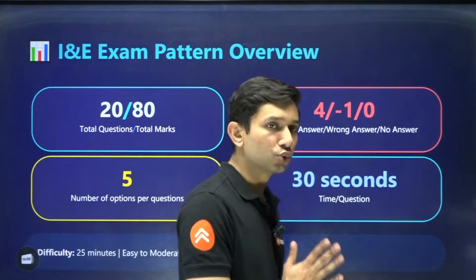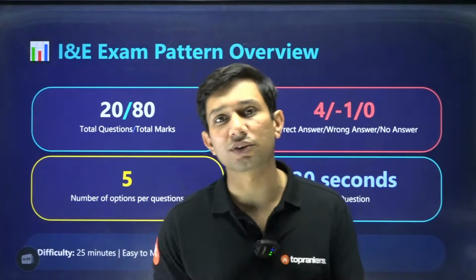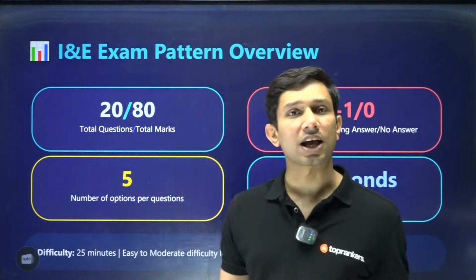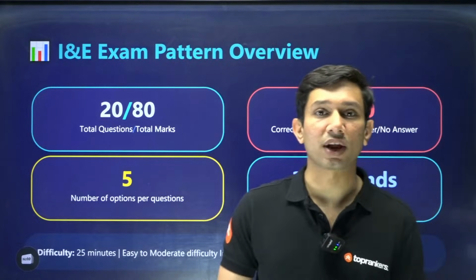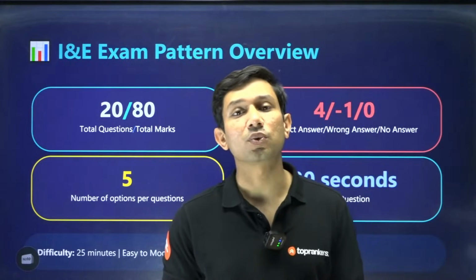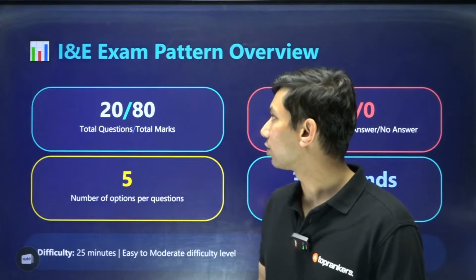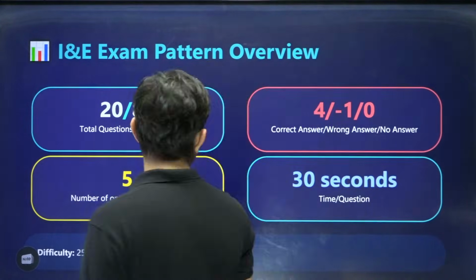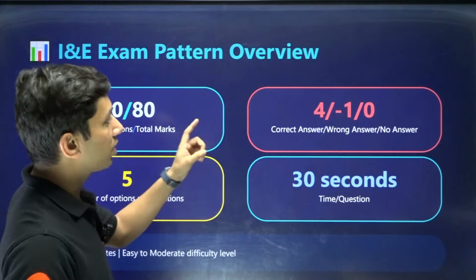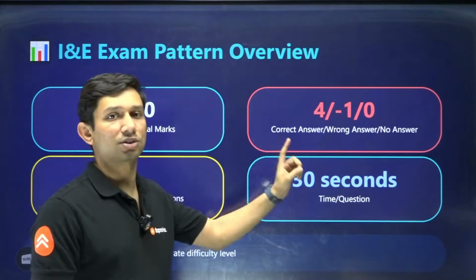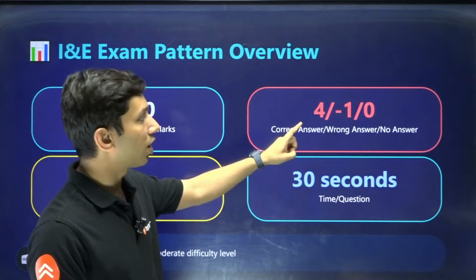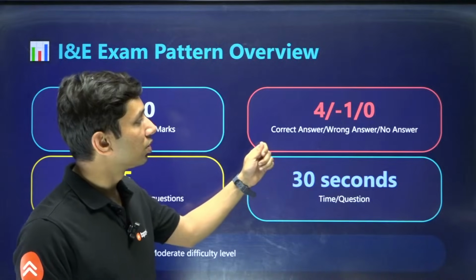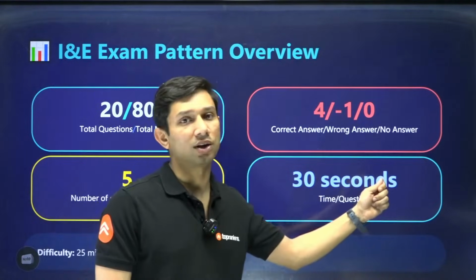So let's go through some of the very basics of the innovation and entrepreneurship piece. The entire exam, that is CMAT, consists of 80 questions. Of these 80 questions, you can expect 20 to be of innovation and entrepreneurship. Now you see, the correct answer fetches you plus 4 marks. The wrong answer fetches you -1, and there is 0 marking for no answering.